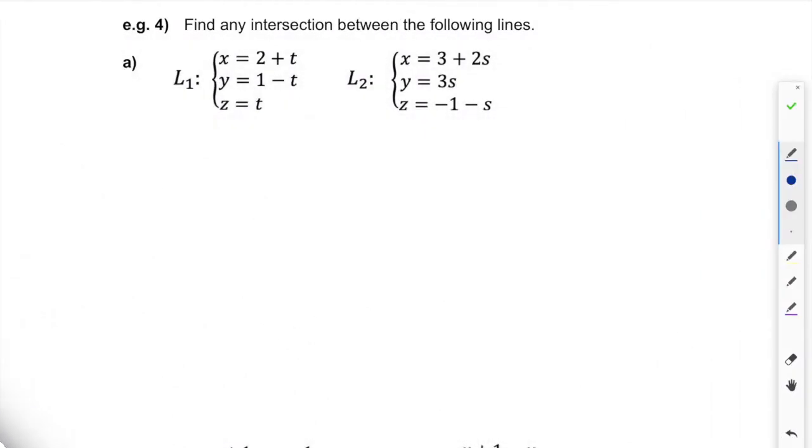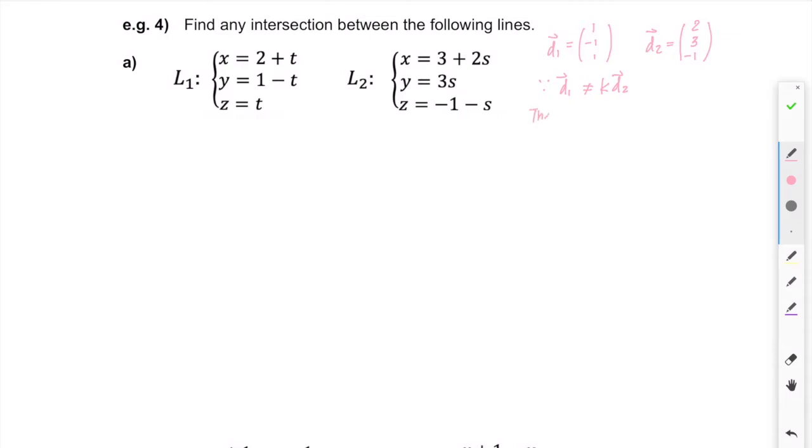Okay. Look at example 4. Find any intersection between the following lines. So we have two lines in parametric form. That's convenient. Let's compare their direction vectors. So D1, looking at the coefficients of t, I have 1, negative 1, and 1. D2, looking at the coefficients of s, I have 2, 3, and negative 1. So obviously I cannot write D1 as a scalar multiple of D2. So there are two possibilities.